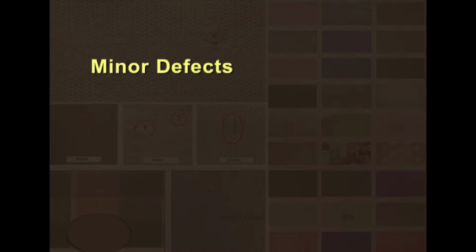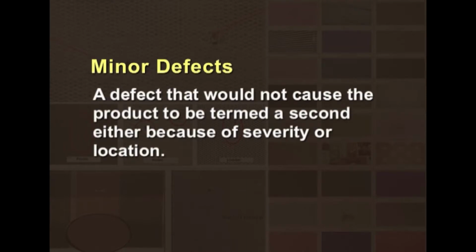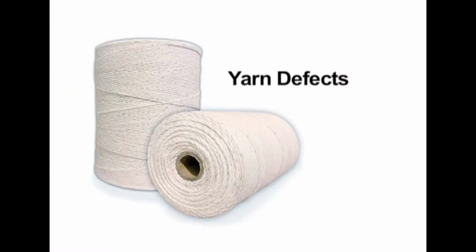And a minor defect is a defect that would not cause the product to be termed a second, either because of the severity or the location of the particular defect in the fabric. When inspecting piece goods prior to cutting, it is necessary to rate questionable defects as major, since the inspector will not know where the defect may occur on the item. So, we will see first of all what the yarn defects are that occur in the fabric and cause defects in the material.